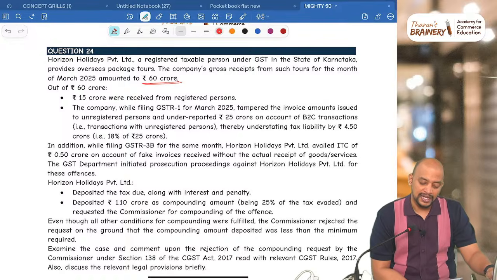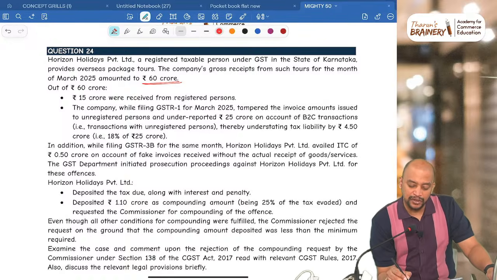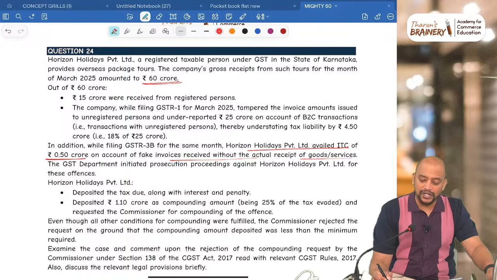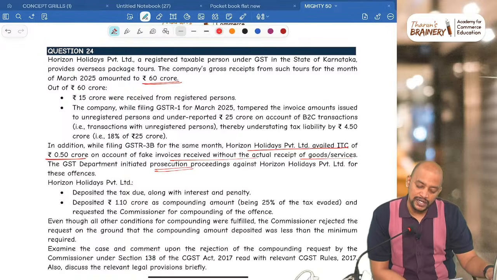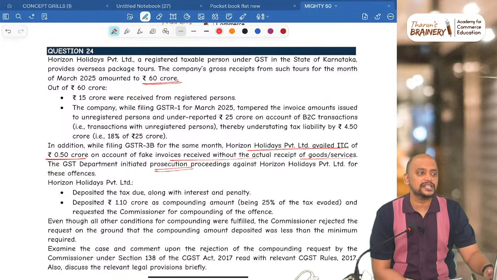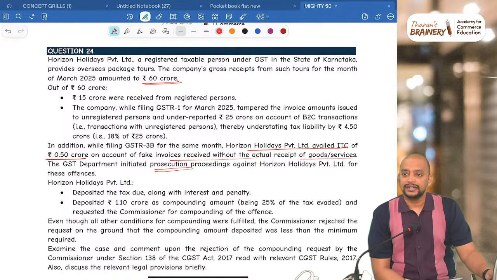And in addition, while filing 3B for the same month, Horizon Holidays availed ITC of 0.5 crore on account of fake invoices received without actual receipt of goods or services, and the department initiated prosecution proceedings against Horizon Holidays Private Limited for these offences. Prosecution means imprisonment. What is the amount involved? Tax involved in the offence.